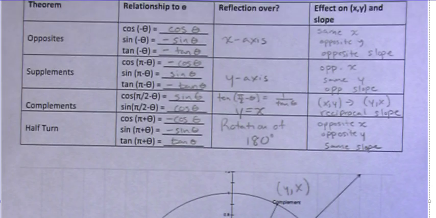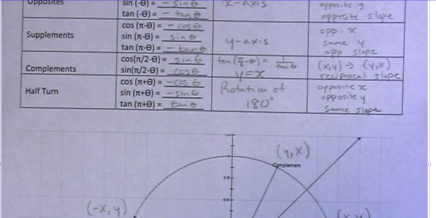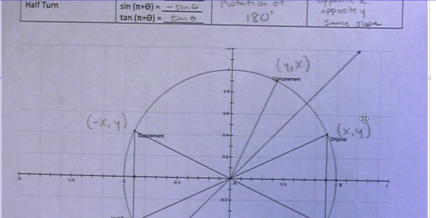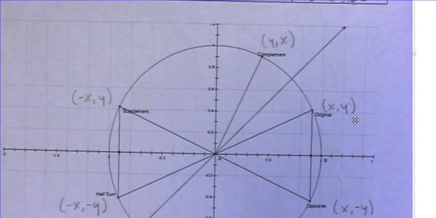Then we have the complements theorem. This is probably the hardest one to see. The complements theorem is a reflection over the line y equals x. So if your original point is x comma y, it becomes the point y comma x under a rotation of pi over 2 minus theta. If our original angle is theta, imagine going to 90 degrees and then going back that original angle. So we can see that's theta, pi over 2 minus theta: start at pi over 2, go back the same angle measure.